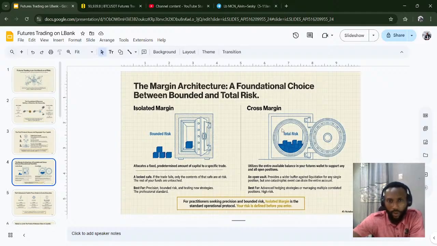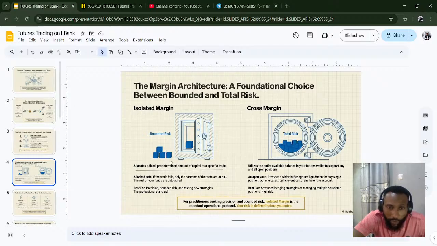All right. So when we talked about the margin architecture, I told you that was where we stopped actually. I told you about isolated margin and cross margin and what isolated margin entails and what cross margin entails. Isolated margin basically allocates a fixed, predetermined amount of capital to a specific trade. That's what isolated margin does.